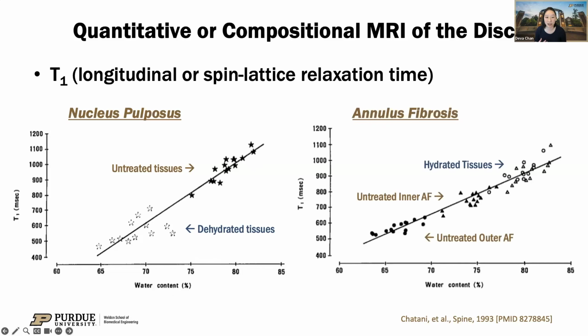Similarly, they did the converse for the annulus fibrosus. And here they had these untreated tissues from the inner and outer annulus fibrosus, and then they actually overhydrated those tissues and saw that, again, there was this very sharp relationship between water content and T1. And so it's pretty clear from even, what is this now, 30 years ago, that the strong relationship between T1 and water content really lends itself to the ability for the disc to support compression.